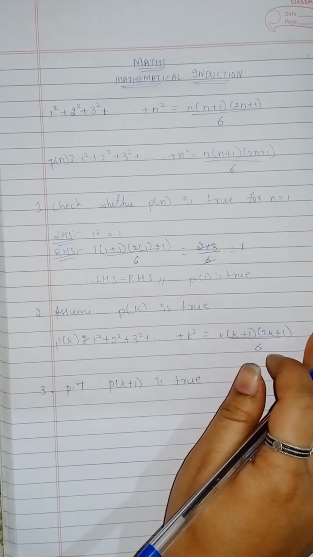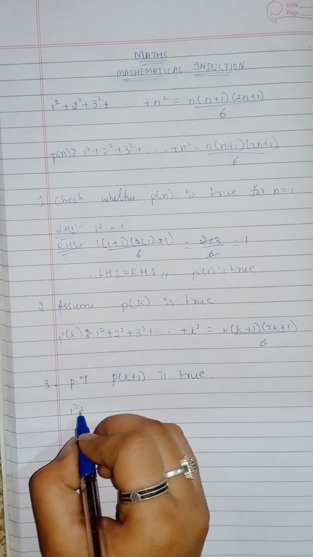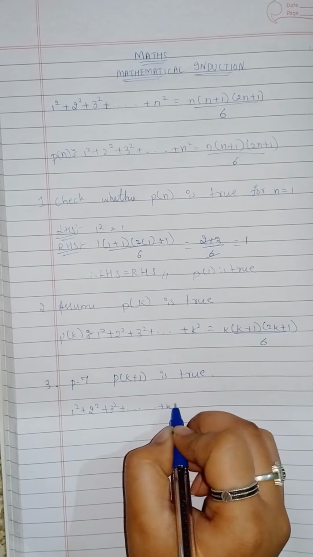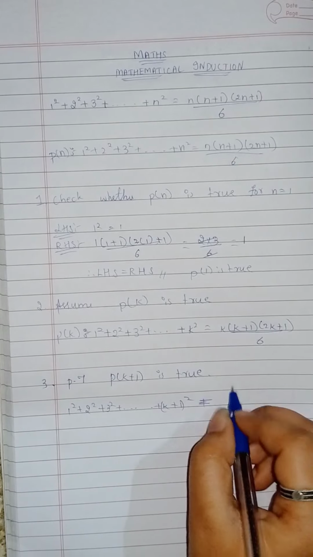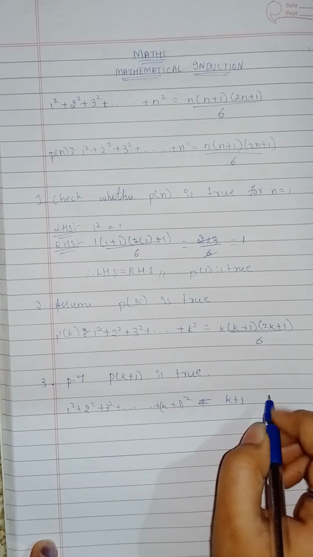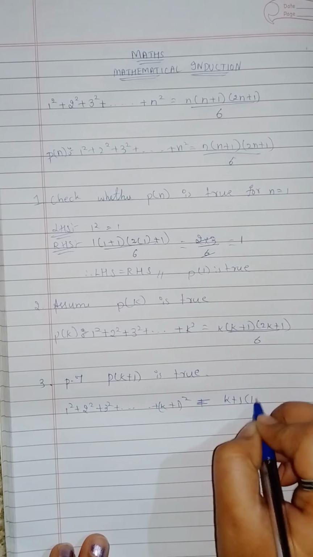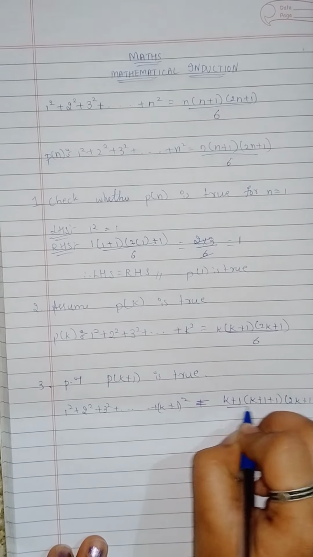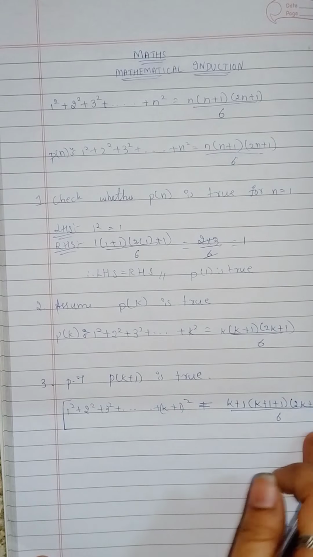For clarity, it will be very useful if you write this after writing this. It is 1 square, 2 square, 3 square, and till k plus 1 the whole square is equal to, in the place of k you have to put k plus 1, as in the second step equation. So k into k plus 1 plus 1 into 2k plus 1 plus 1 by 6. So this is the one we have to prove.